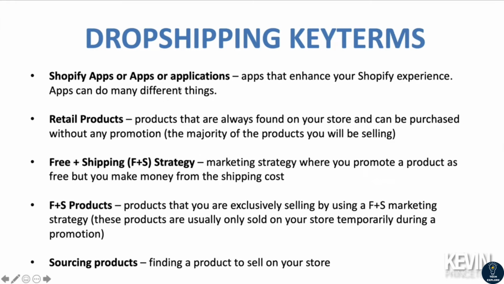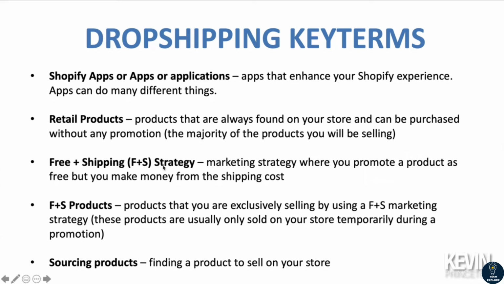Shopify apps, I already talked about this. I probably should have talked about it earlier. Retail products. I'm going to differentiate retail products from free plus shipping products, or F plus S products. Retail products are basically products that are always found on your store and can be purchased without any promotion. The majority of the products, maybe 95 to 98% of the products on your website, will be retail products. Essentially the products that a customer sees when they come to your homepage or your website, right? So it's the basic products that you see on your website.